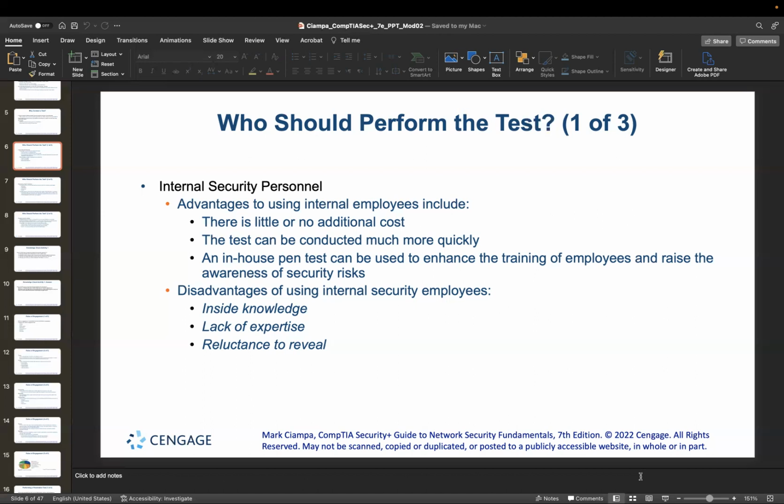The other good thing is when you do it in-house, then you can use it to enhance the training of your other employees and raise awareness of the security risks for your internal employees. On the other side, there is one more advantage that you don't see on this slide, and I want to talk about it, and that's you don't need to trust anyone but your own employees with the critical information. So everything is just within the company. No vendor is going to know more about your network than someone from within the company knows.